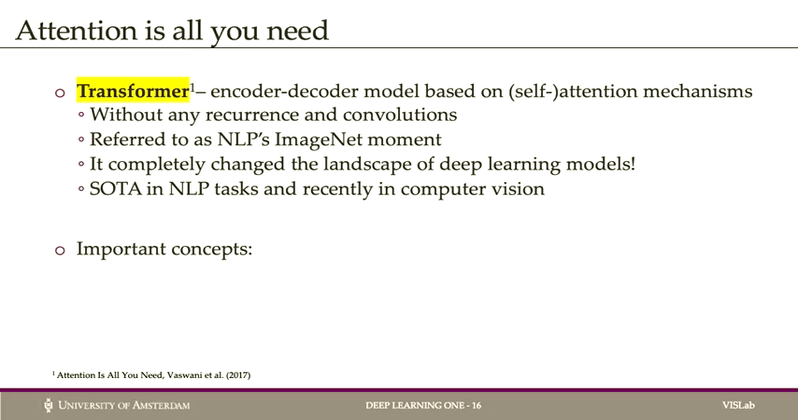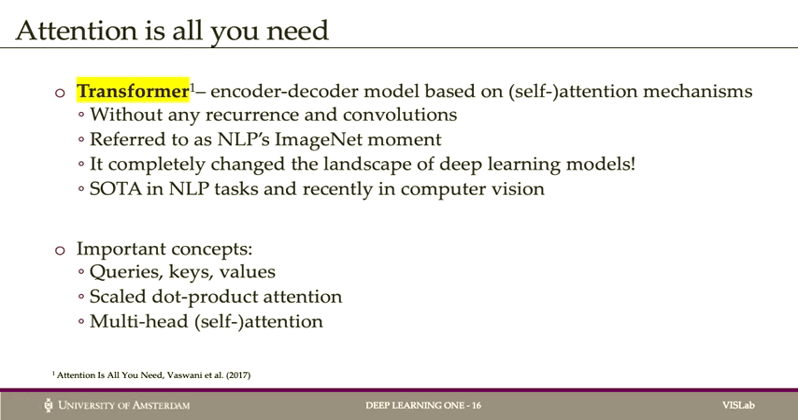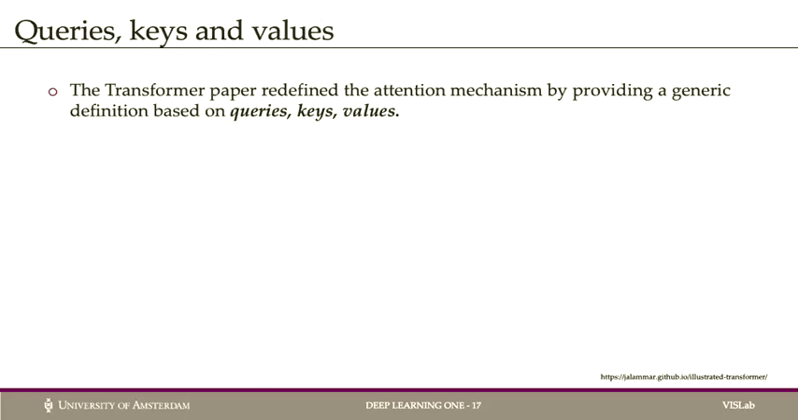We'll learn about the transformer through a few important concepts. First, we'll look at queries, keys, and values, and what they mean in a transformer. Then how that leads to scaled dot-product attention, and how we can build multi-head self-attention using scaled dot-product attention. Let's look at the first concept: queries, keys, and values. The transformer paper redefined the attention mechanism. Those formulas I was showing you before are still the same mechanism, but now it's redefined using the notion of queries, keys, and values.